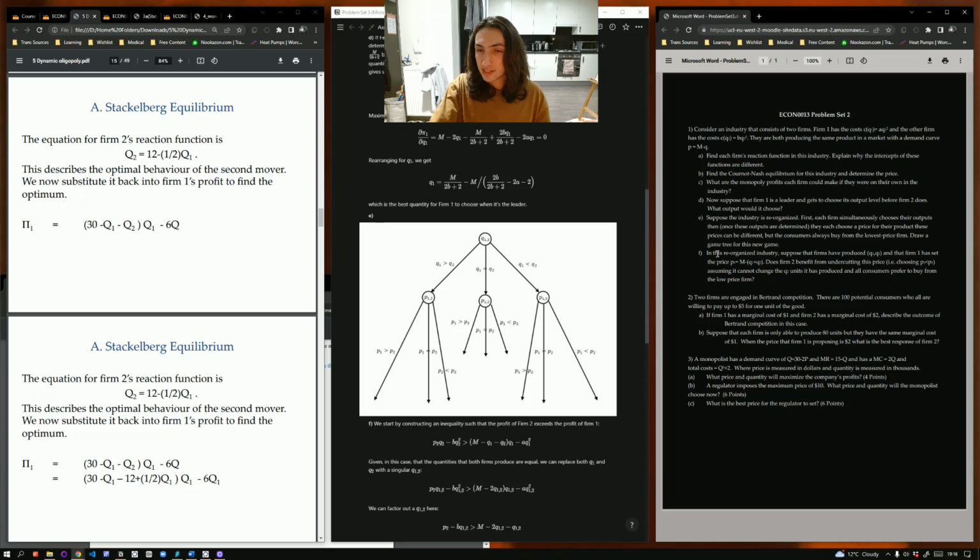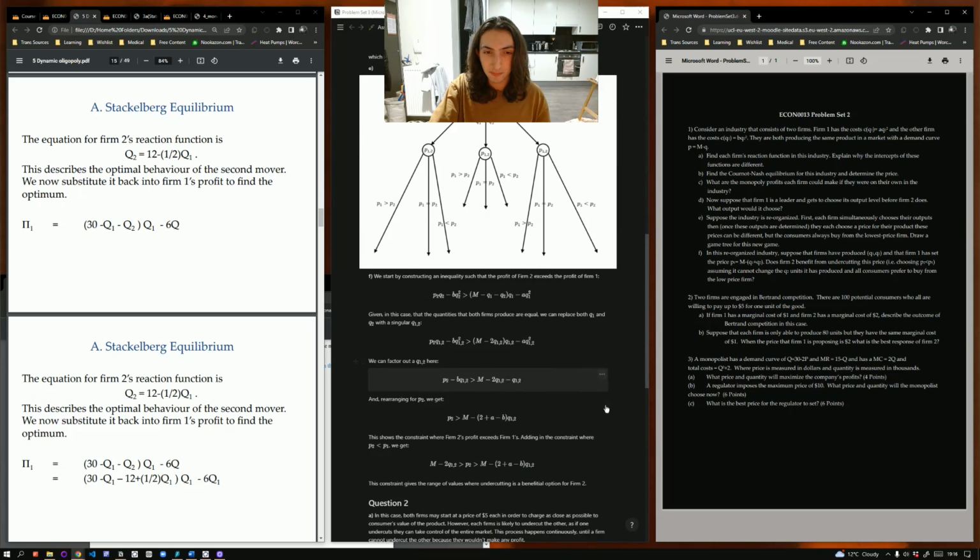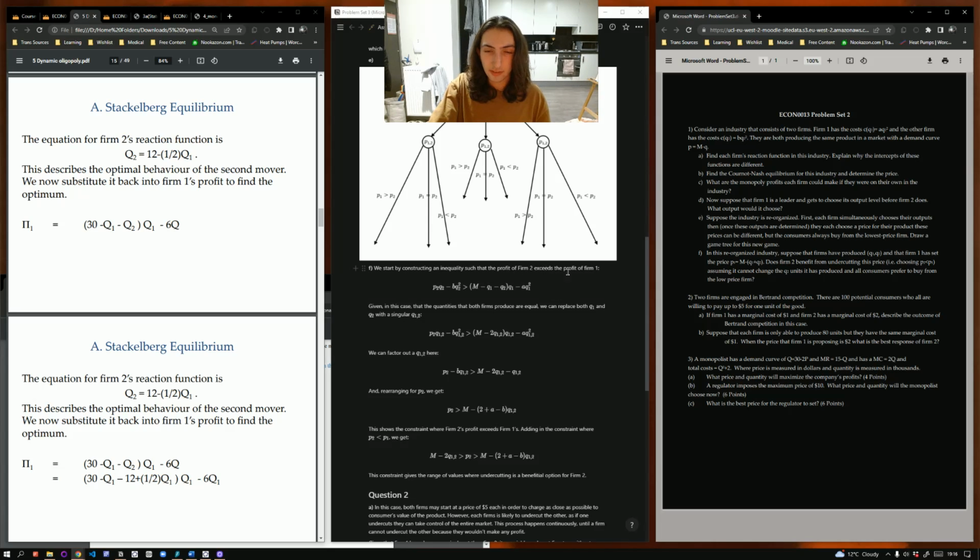And then we see here, in this reorganized industry, suppose firms have produced the quantity. So if you decided on that, and firm 1 has the price P1, such that it's on the demand function, essentially. Does firm 2 benefit from undercutting this price, choosing P2 under P1? Well, I think it only benefits in a very specific condition. So we start by constructing an inequality of when is firm 2's profit larger than firm 1's profit? And we get this, essentially. Now, given that we know both firm 1 and firm 2 have the same quantity that they've picked, we can replace Q2 and Q1 with the same term, which I'm going to just call Q12, just because it's easier. So I've replaced that there.